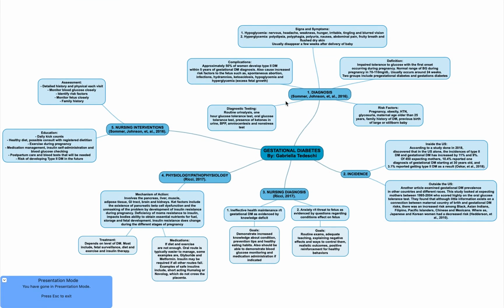Okay, so I'm going to be explaining my Simple Minds for Gestational Diabetes for week 4. So first I'm going to do the diagnosis. So the definition.